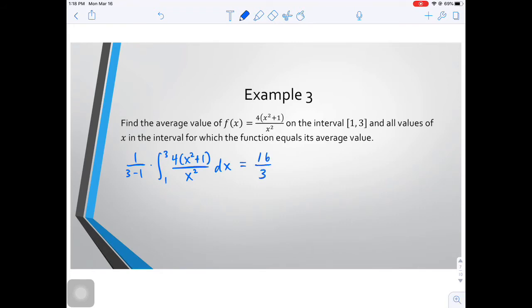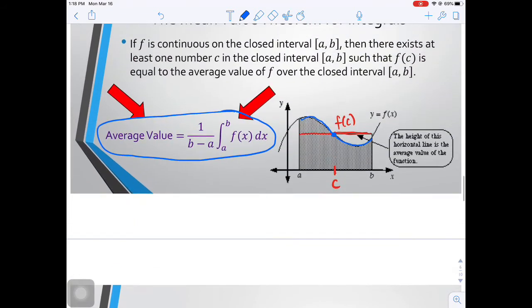Well, that one we probably could have done by hand, just by distributing the 4 and then dividing by x squared. But whatever. On the calculator, we get 16 thirds. So that's the average value. If we go back here, I know the curve doesn't look like it, but that would be like saying that this is like the red line. That's the average y value of this function on the interval.